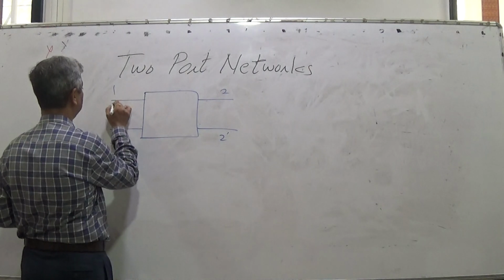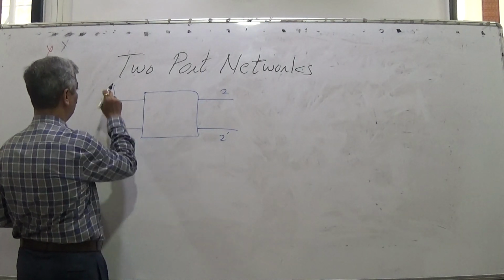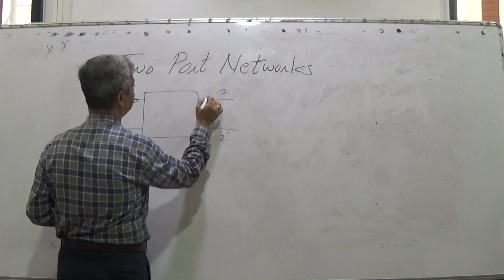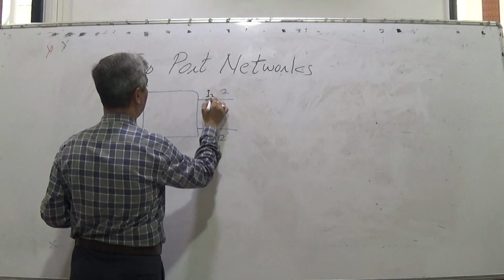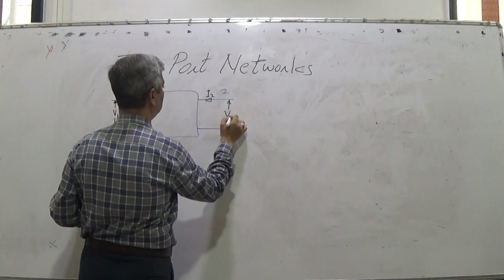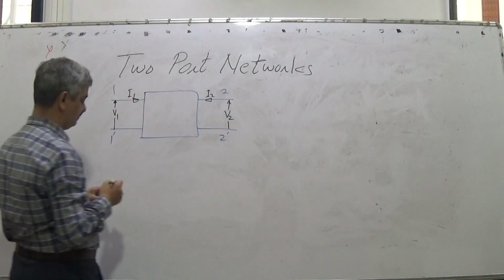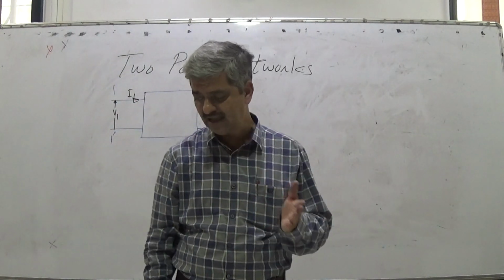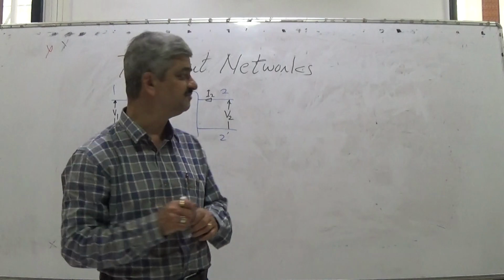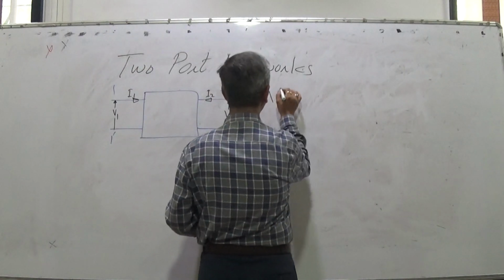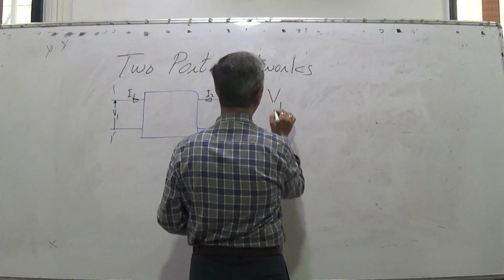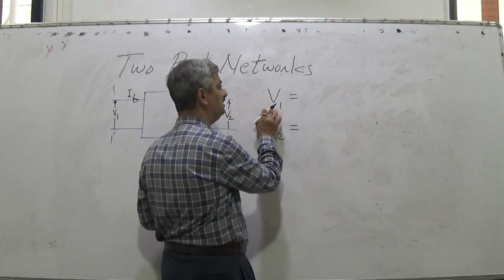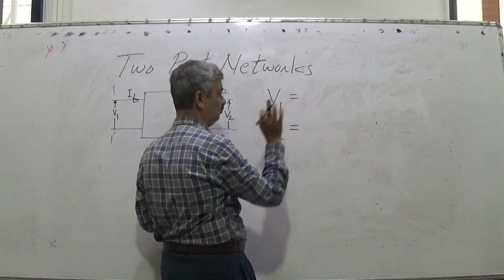In this case, again the same thing. V1 is the voltage measured from 1 to 1 dash. I1 is the current flowing inside. I2 is the current flowing inside here. And V2 is the voltage measured from 2 to 2 dash. Then in hybrid parameters, we express V1 and I2. These are called dependent parameters. These are linear combinations of the remaining.